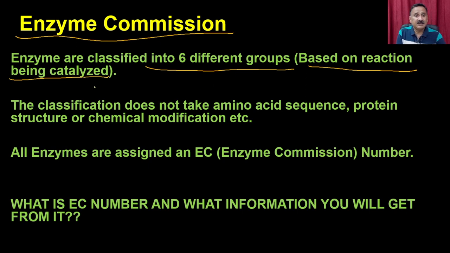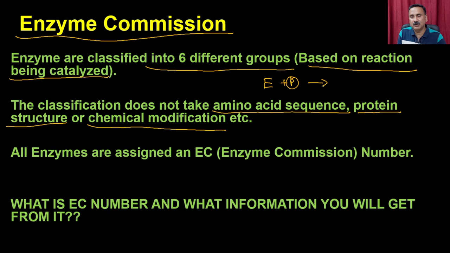This reaction mechanism, what is catalyzed, does not take into consideration the amino acid sequence of the protein, the enzyme, or the protein structures or chemical modifications. For example, if you have the enzyme E and it gets phosphorylated, it forms the phosphorylated enzyme. That kind of chemical modification is not taken into consideration. Only the native enzyme is taken into consideration, and all the enzymes are classified based on the reaction being catalyzed.